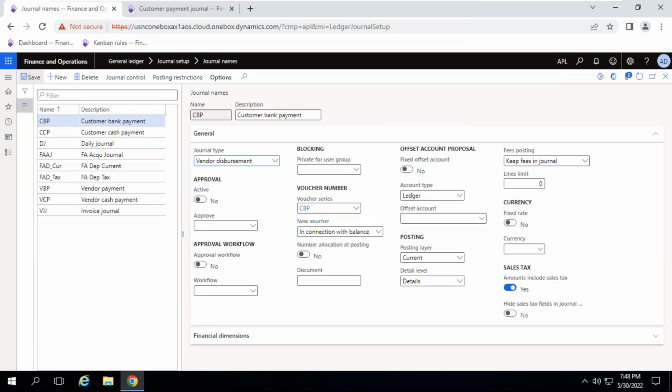Sir, we only use vendor disbursement as well as customer payment, right? Let me finish, and then we'll discuss. Give me 2 minutes. Okay. Now we have used vendor disbursement.